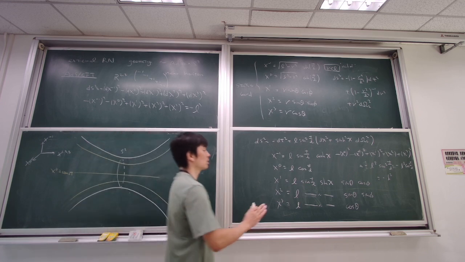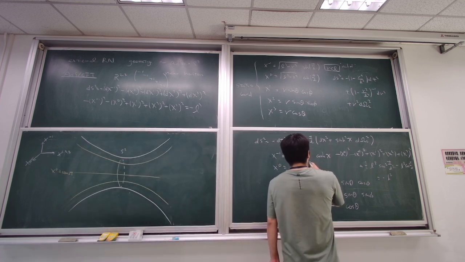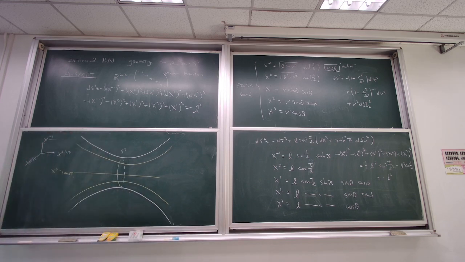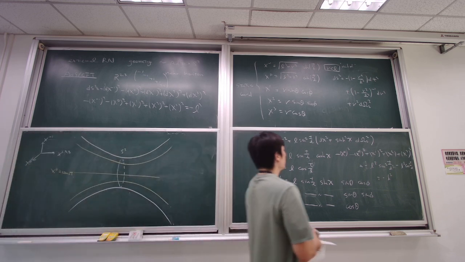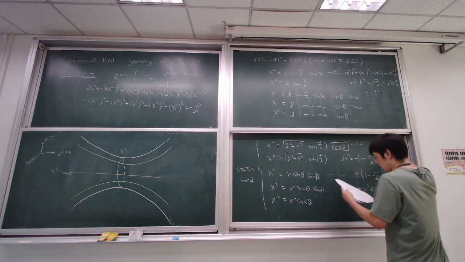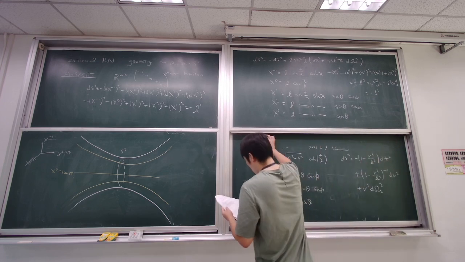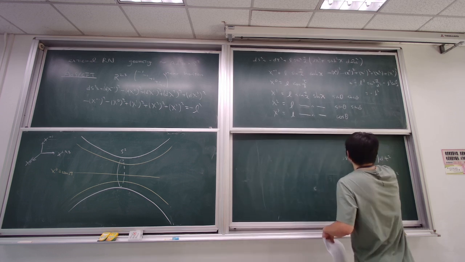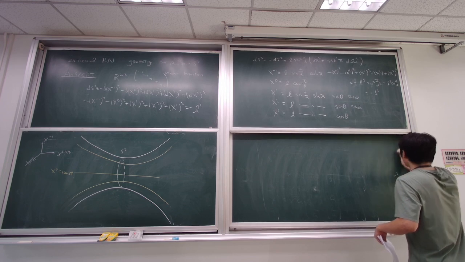T equals to constant slices. Sorry, t over there. Okay. Yes. So those are the slices one can consider. Okay, in the case of AdS, there are many coordinates one can consider.